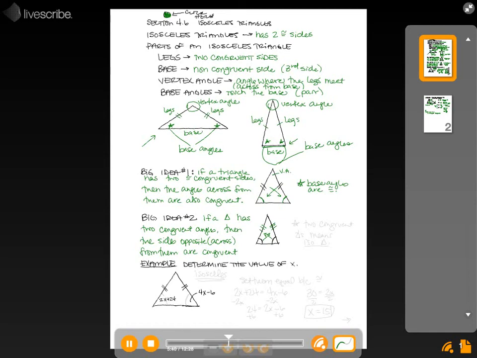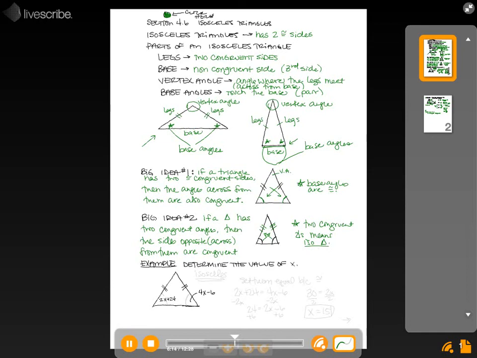So it's the same idea. If you have two congruent angles, then you automatically know it's an isosceles triangle. That's the big idea here. Two congruent angles means an isosceles triangle. So big idea number one, if you have an isosceles triangle, then your base angles are congruent. Big idea number two, if you have two congruent angles, then you have an isosceles triangle. Then your sides are going to be congruent.